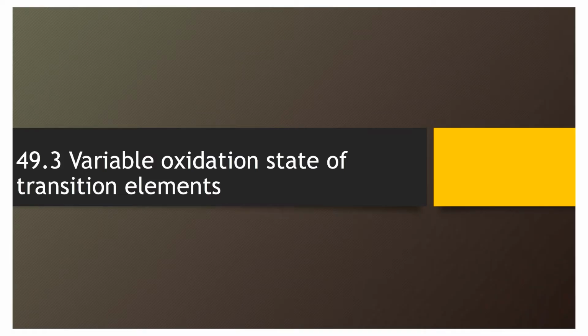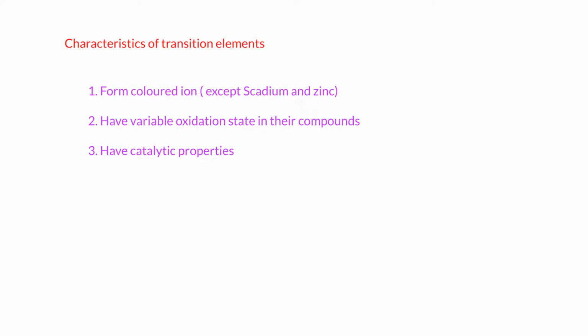So in this video we're going to talk about the variable oxidation state of transition elements. In the previous videos we have discussed the characteristics of transition elements. First, they can form colored ions, but actually it's not all of them. Remember, scandium ion and also zinc ion, they are colorless. Next, they will form variable oxidation states in their compounds. This video we're going to talk about that one. The last characteristic is that they can have catalytic properties.